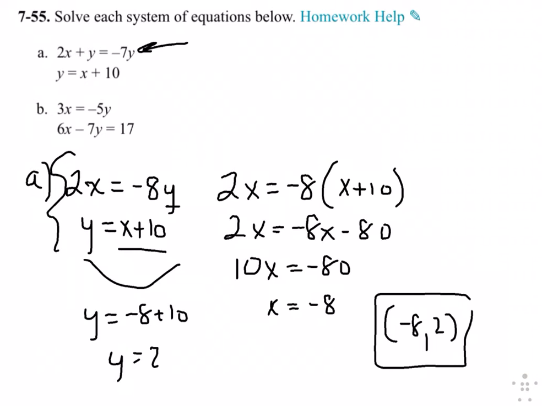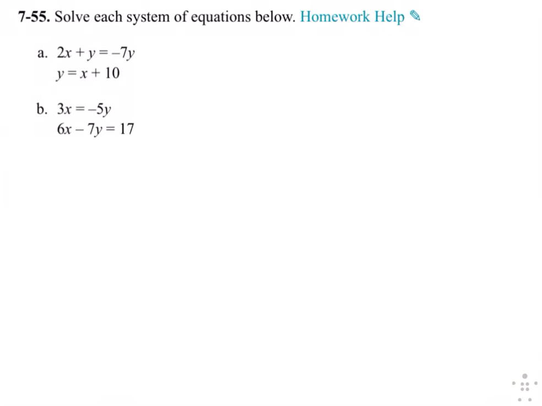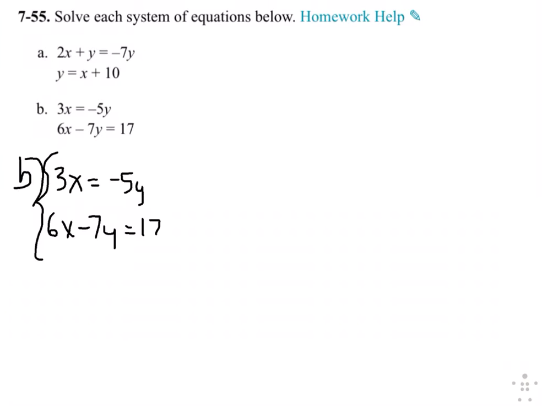Okay, let's do B. Let me make space. So B, I have 3x equals negative 5y, and 6x minus 7y equals 17. Let's use elimination just to change it up a bit, right? Here's the system. The top equation, I'm just going to bring everything to one side. So I have 3x plus 5y equals 0. And the bottom equation, 6x minus 7y equals 17.